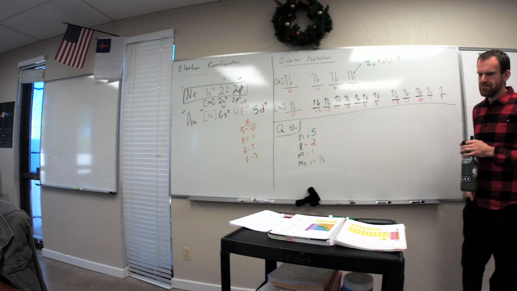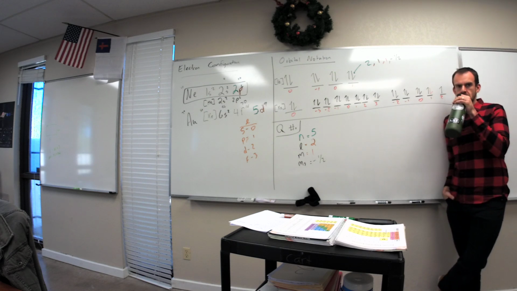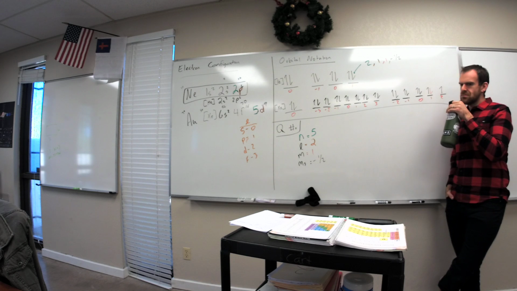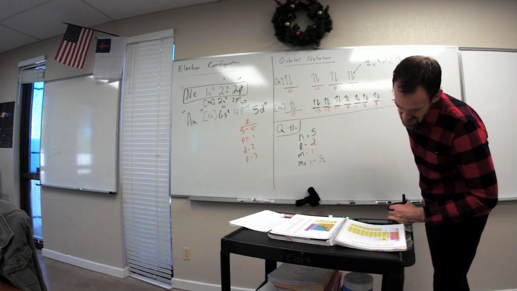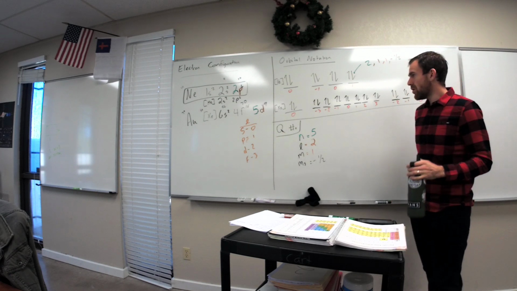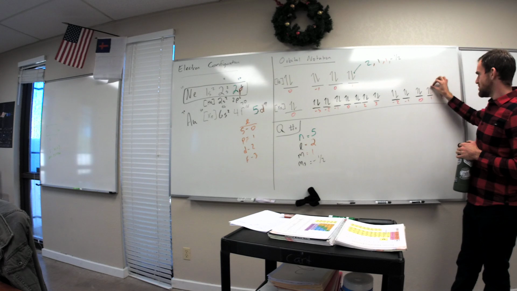Yeah, that makes sense. Wait, but wouldn't it always be pointing down then? No. Like, what is it? Tungsten is element 74. And so that would end on this one.